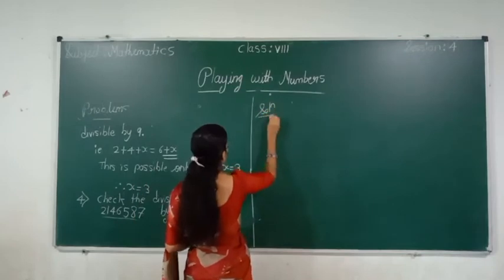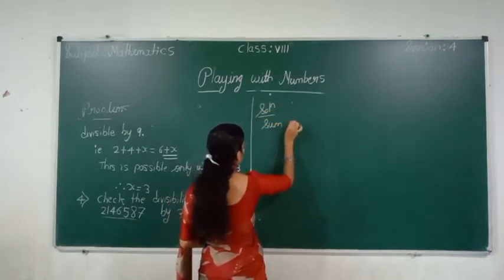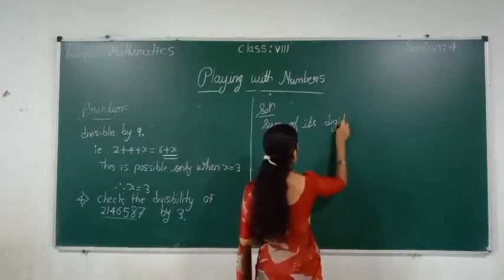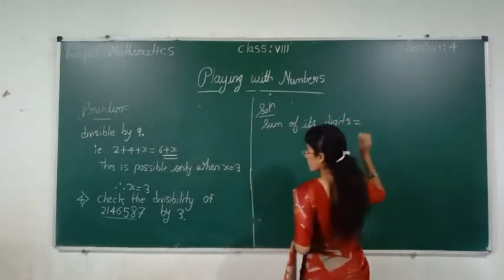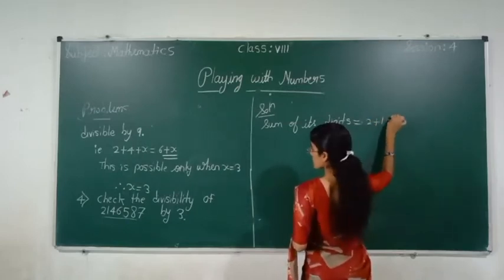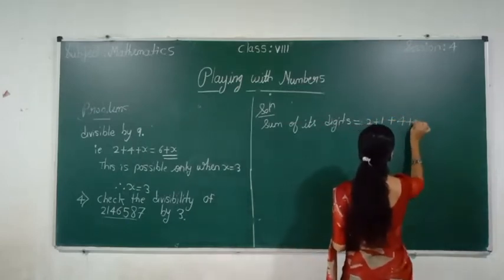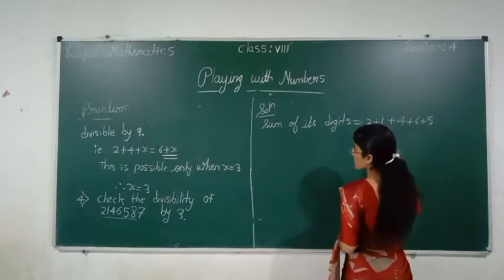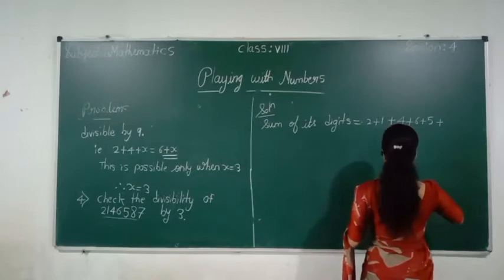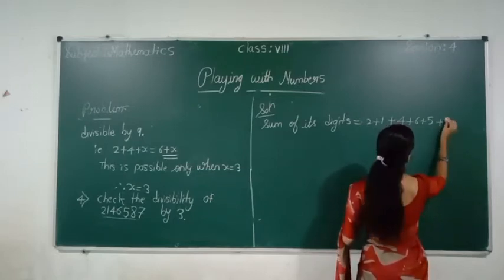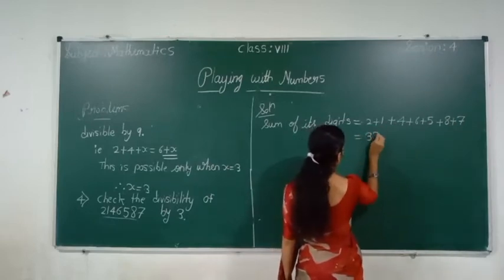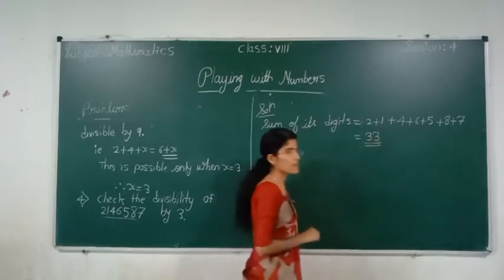Solution: sum of its digits is equal to 2 plus 1 plus 4 plus 6 plus 5 plus 8 plus 7. If we add this, we are going to get 33. Is 33 divisible by 3? Yes.